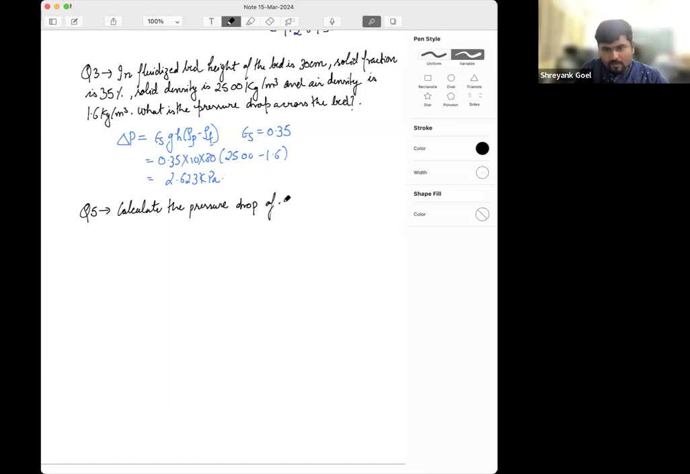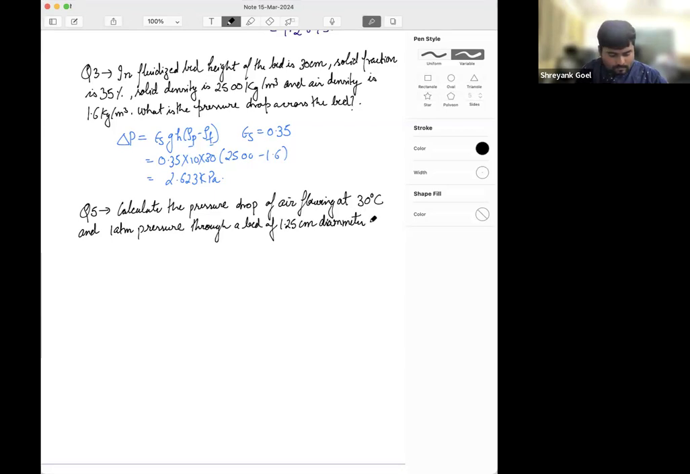We will do the pressure drop of air flowing at 30 degrees centigrade and 1 atm pressure through a bed of 1.25 centimeter diameter spheres at a rate of 60 kg per minute.